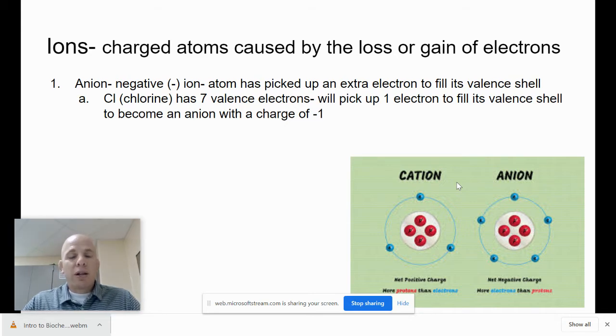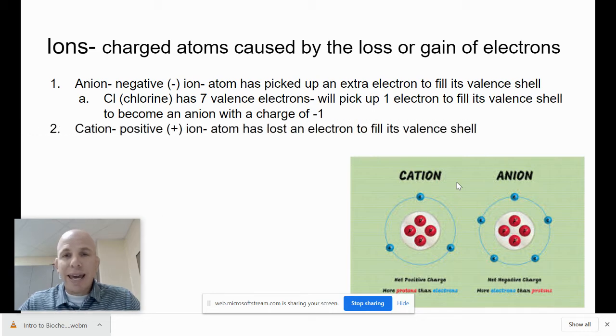So since chlorine has 7 valence electrons, well, guess what? It's just going to pick one up to fill its outer shell. When it picks up that one electron, it gets a full valence shell with 8 valence electrons, and now it's an anion with a charge of -1.